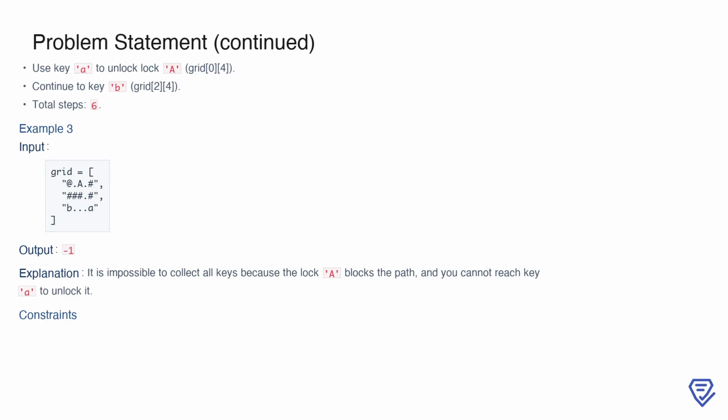Continuing with the second example, after using key a to unlock the A lock, you proceed to collect key b in the bottom right corner of the grid. The total number of steps taken is 6.